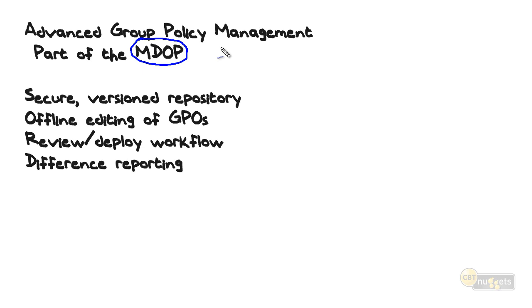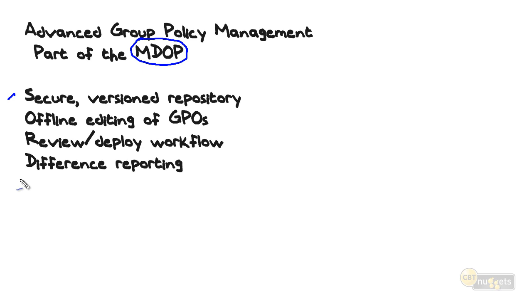First amongst those is the idea of a secure versioned repository, meaning you can put a lot more control around who can get to your GPOs, and most importantly, every time they're changed, it automatically keeps a backup of the prior version, so that if somebody messes something up, you've got a very easy way to roll back to the one that used to work.